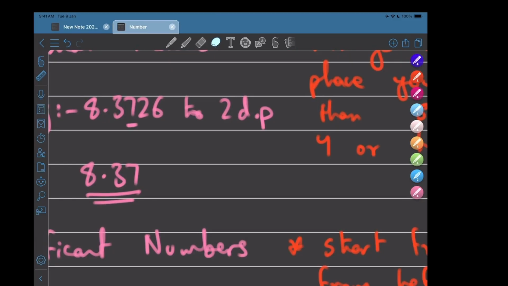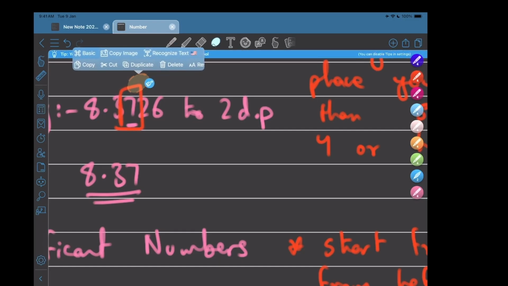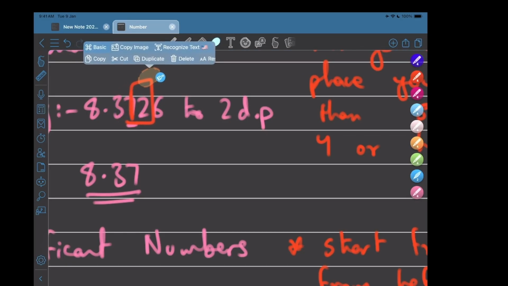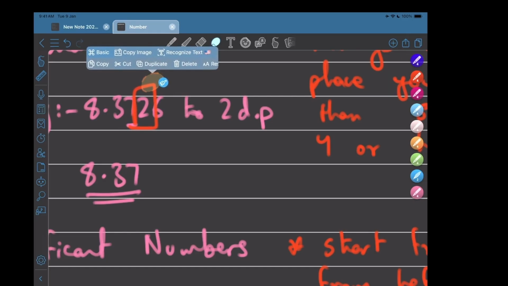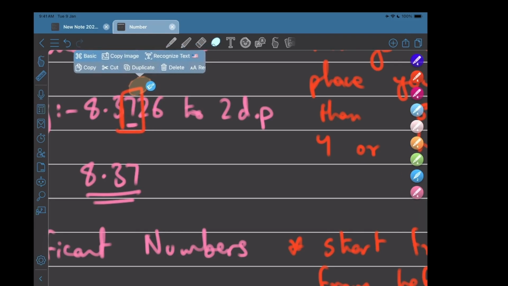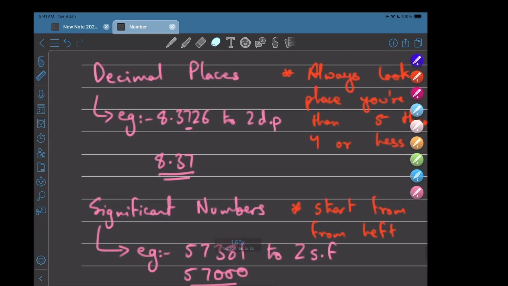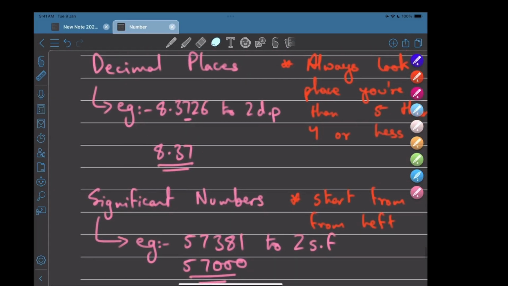8.3726. The question asks that you give your answer in 2 decimal places, 2 dp. So you take this value. Now let me put it in red. This is my value, and then I see the next value. Now this is my second decimal place. From the second decimal place, I must look at the third decimal place to check: if it is 5 or more, then this becomes 8. If it is 4 or anything less than 4, then this stays the same. All right, I hope that was clear. So in this case, it is less, so it's going to stay the same.